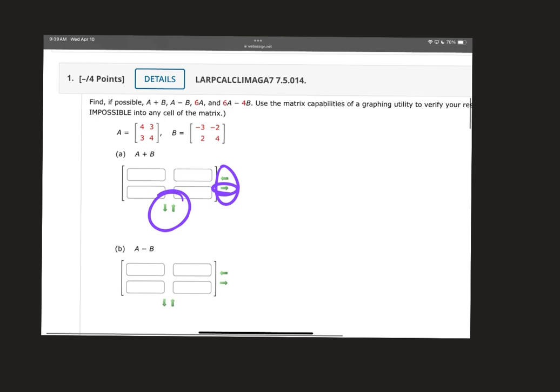If it's impossible, you literally put the word IMPOSSIBLE in all capital letters. It says in any of the cells, so you could put it in any of the cells, and if it's right, it will mark it right. You don't have to put it in all of them. Yeah, I tried that and I got it wrong. The impossible?